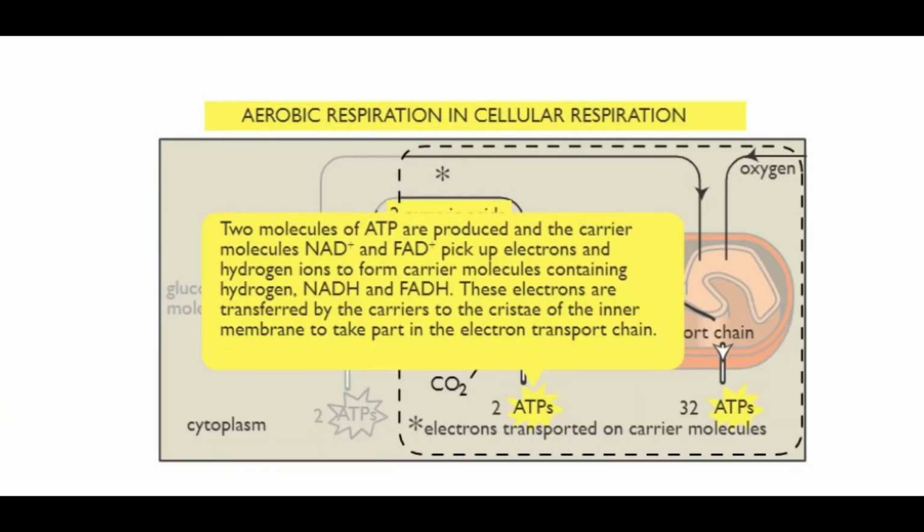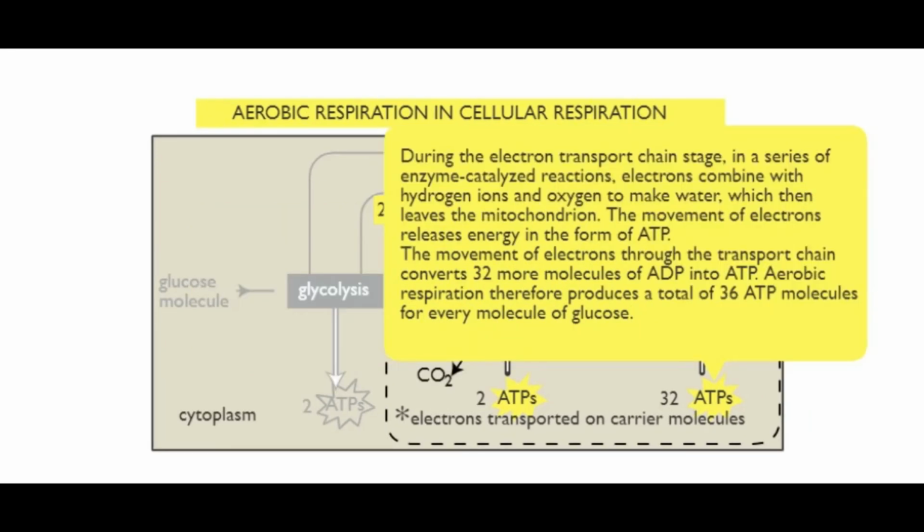So then we have 2 ATPs. So 2 molecules of ATP are produced, and the carrier molecules NAD+ and FAD pick up the electrons and hydrogen ions to form carrier molecules containing hydrogen, NADH and FADH. So, these electrons are transferred by the carriers to the inner membrane to take part in the electron transport chain. Now, so we have 32 ATPs here.